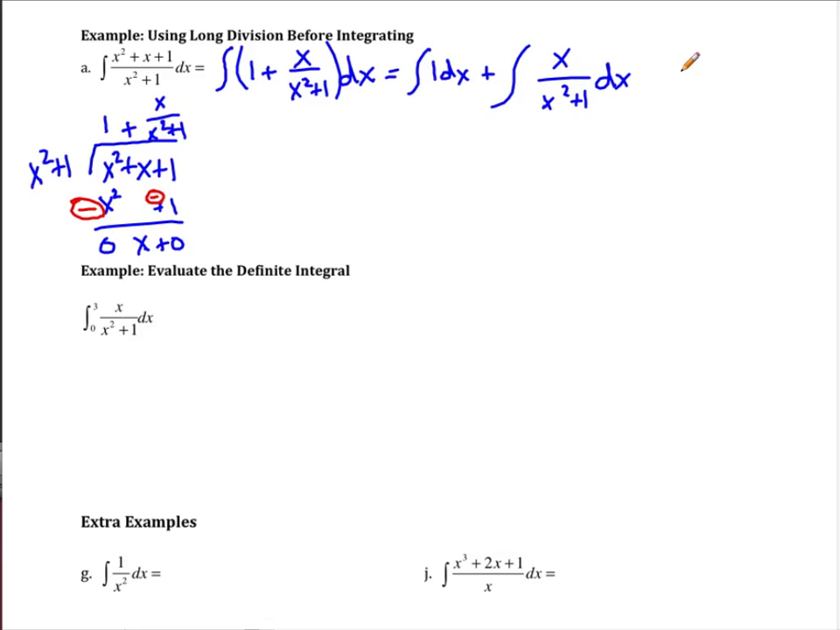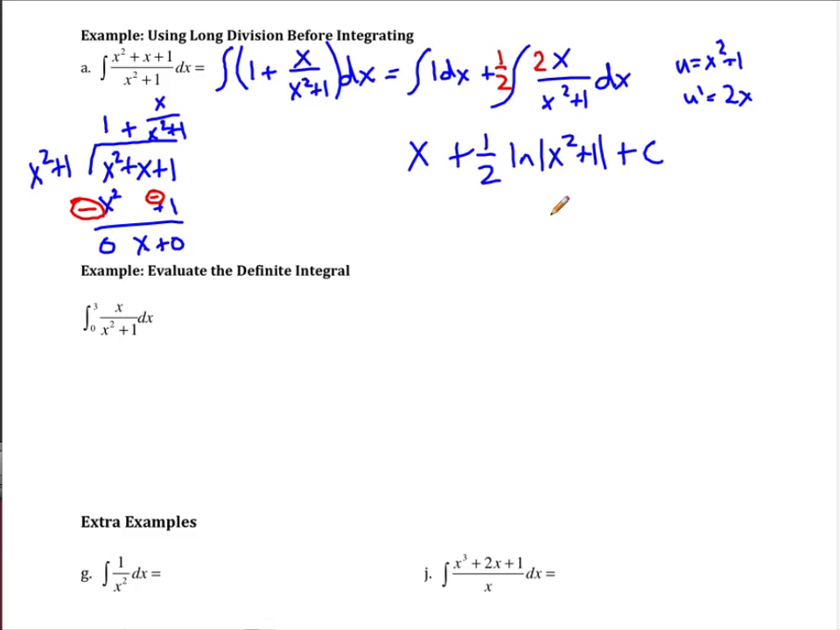And now if you look here, we can let u equal x squared plus 1, and u prime would be 2x. So we have u prime over u if we had a 2 here and a 1/2 here. Okay, so now we can go ahead and integrate all this. The integral of 1 dx is just x. And then here we're going to have 1/2, and then this is u prime over u. So it's the natural log of the absolute value of x squared plus 1 plus c.